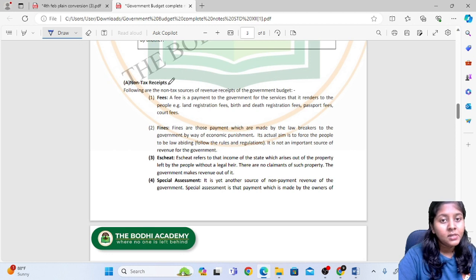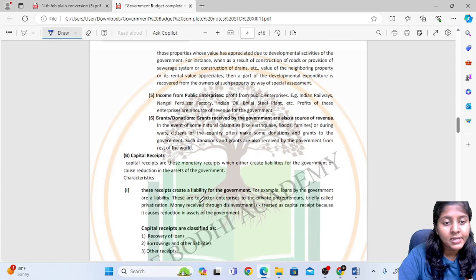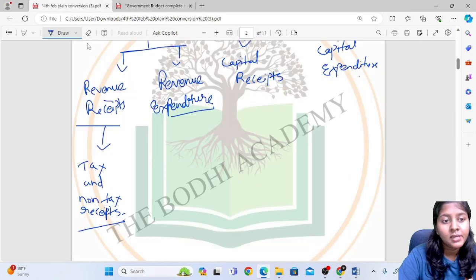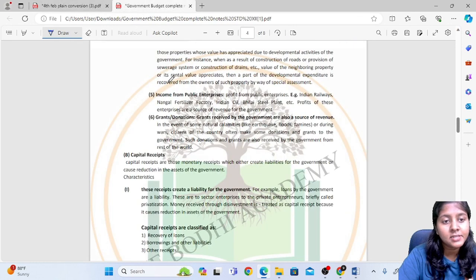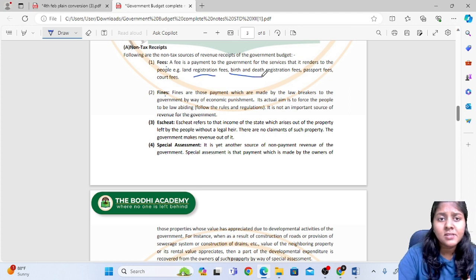Then non-tax receipts. Non-tax receipts are further classified as fees, fines, escheat, special assessment, income from public enterprises, grants and donations. Non-tax receipts include your fees, like land registration fees, birth and death registration, and your court fees. This is one sort of payment to the government.